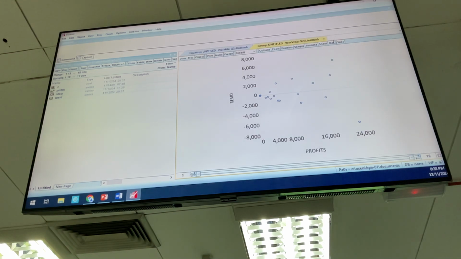Okay, so based on the graph you can see now, as the value of profit increases, the size of the error, the estimate of error, the residual, the spread is getting larger. So there seems to be some evidence of heteroscedasticity in the data, in the model.